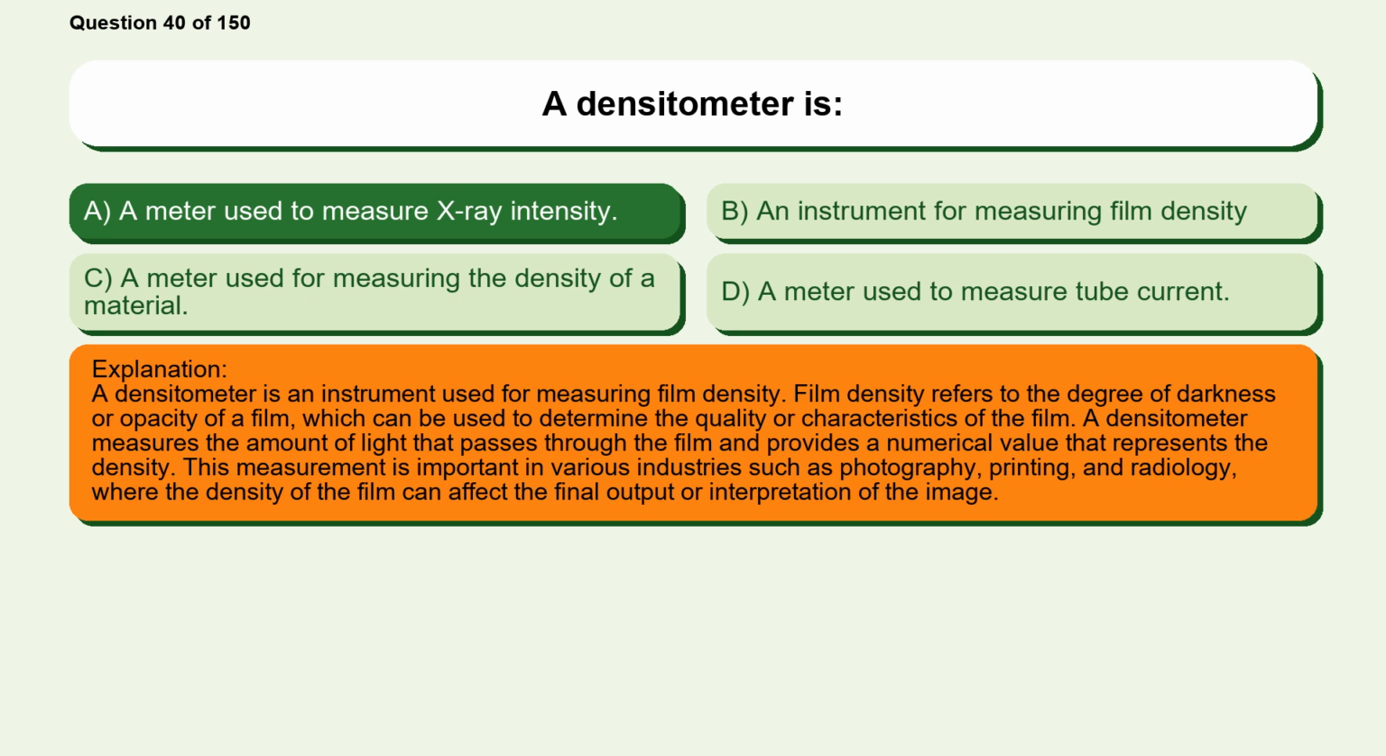A densitometer is an instrument used for measuring film density. Film density refers to the degree of darkness or opacity of a film, which can be used to determine the quality or characteristics of the film. A densitometer measures the amount of light that passes through the film and provides a numerical value that represents the density. This measurement is important in various industries such as photography, printing, and radiology, where the density of the film can affect the final output or interpretation of the image.